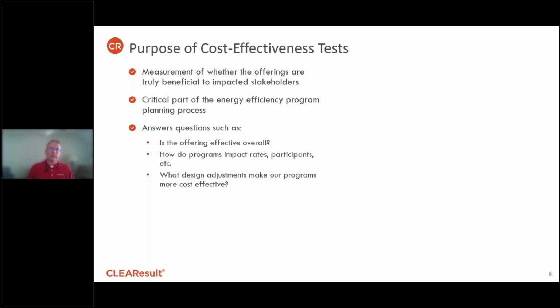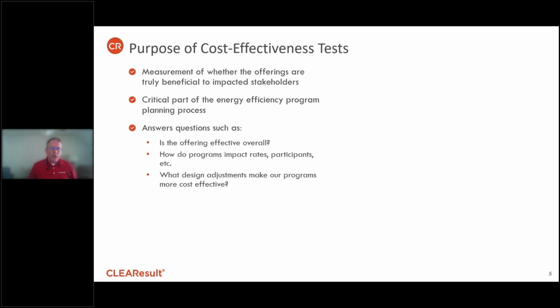It's really critical in planning our portfolios, our programs, because we typically have targets that we need to meet, whether it's from our regulators or whether it's a legislated program. We have these things that we're expected to do or maybe required to do in our programs. And using these different tests, we can determine how cost effective we're being. So we want to answer things like, is our offering overall cost effective? Is our whole portfolio cost effective as a group? Is a single measure cost effective as a measure?